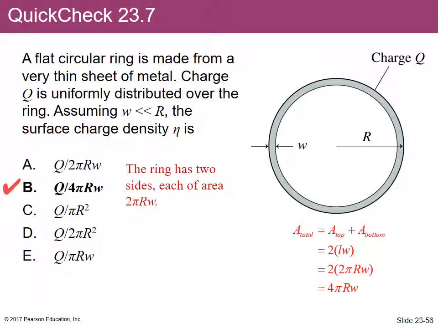The ring has 2 sides, the top and bottom surfaces. If the width is very small, the inner circumference is identical to the outer circumference, and the surface is a rectangle of width equal to W and length equal to the circumference. So A is 2 times the length times the width, or 4 pi RW. The answer is B.